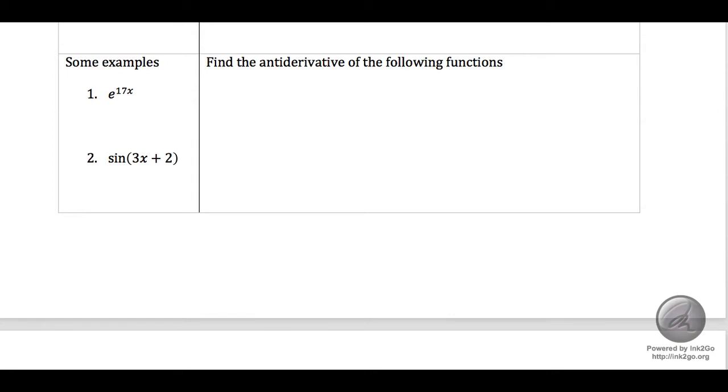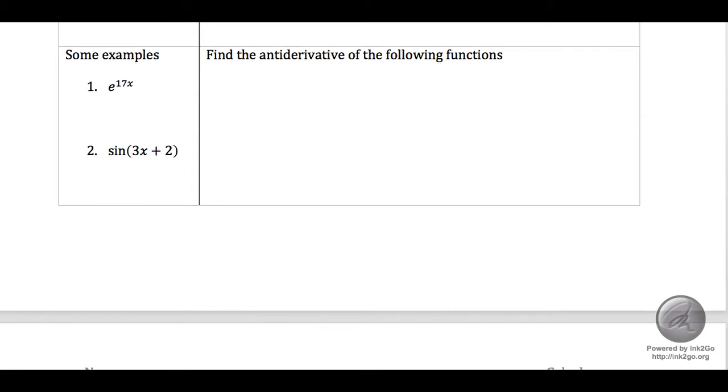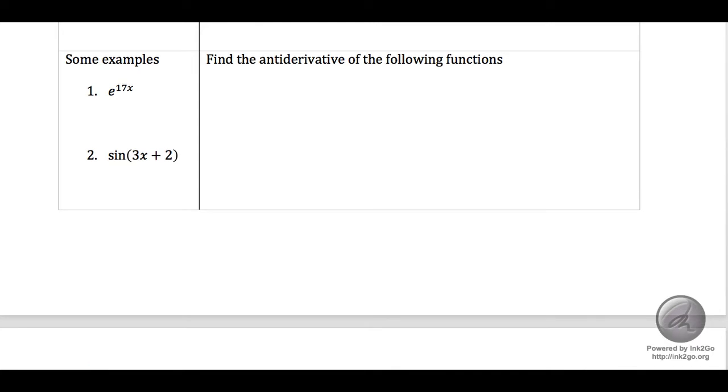Once again, calculus students and those who seek the truth, let us work through this video doing a bunch of examples of how we find the antiderivative of specific functions.